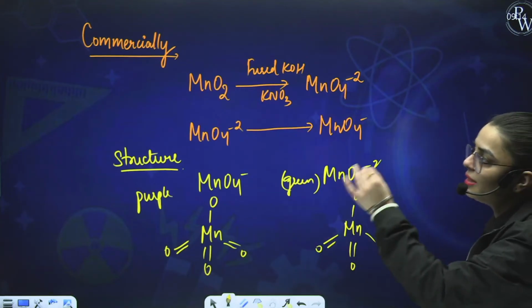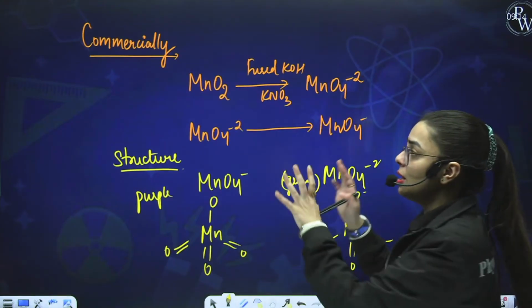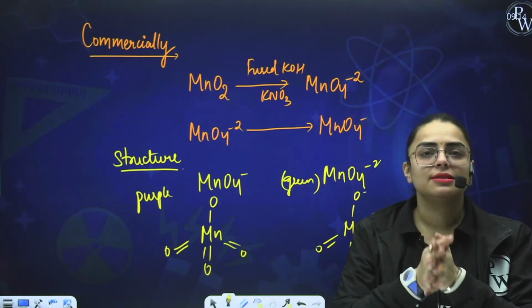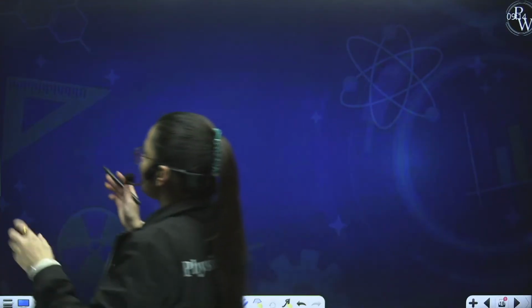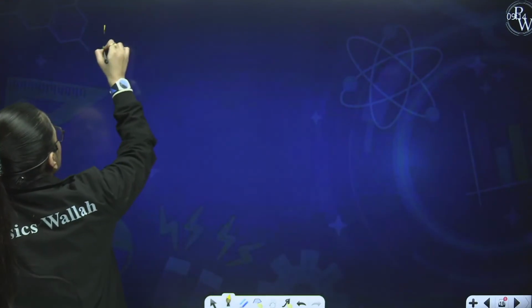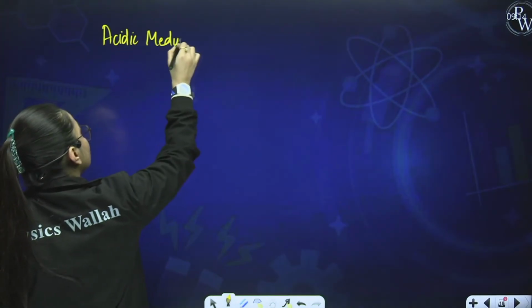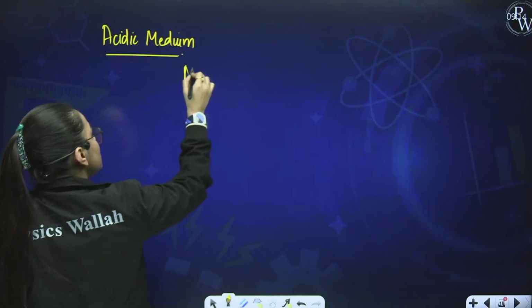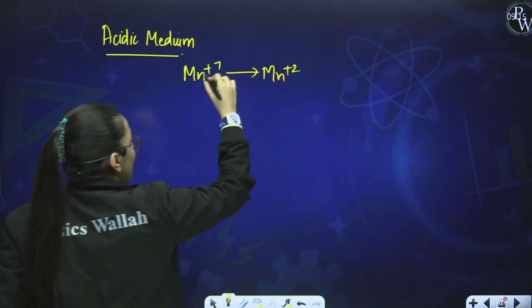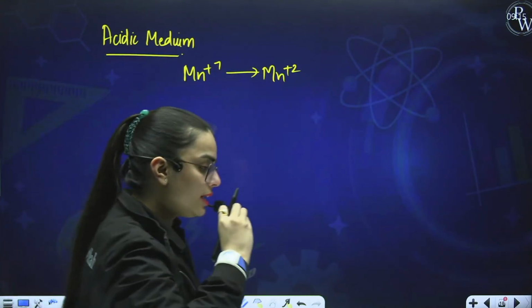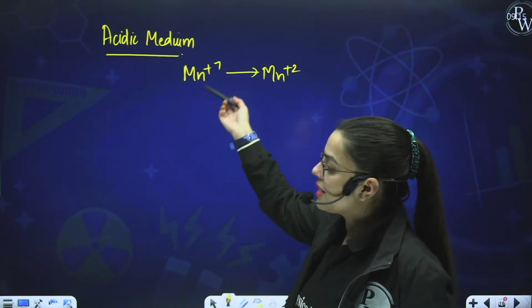Just as we did in the previous compound, I told you that it is acting as a strong oxidizing agent. Similarly, potassium permanganate can act in acidic medium also. Now, in acidic medium, what will happen? Mn will change its oxidation state from plus 7 to plus 2. That means basically it is getting reduced. So if it is getting reduced, it will oxidize others. So what will happen when you react it with certain elements?